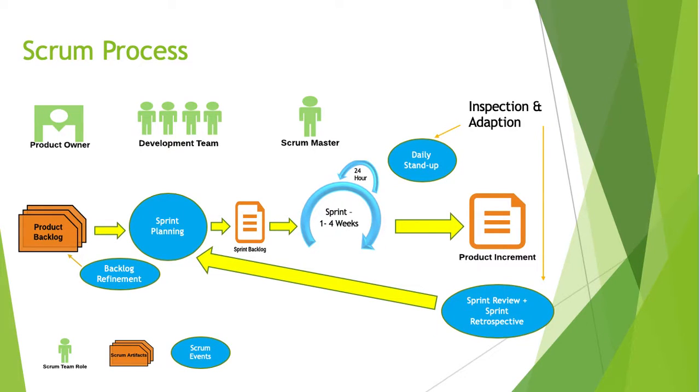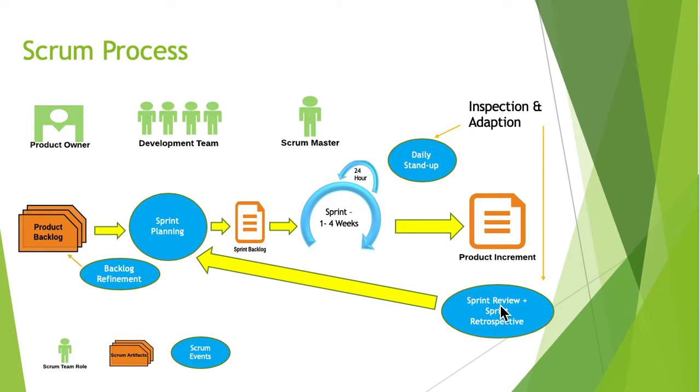Scrum process. In this slide, we'll talk about the overall Scrum process. There are 3 roles in Scrum: product owner, development team, and the Scrum Master, highlighted in green in the diagram. There are 4 ceremonies: sprint planning, daily stand-up meeting, sprint review meeting, and a sprint retrospective meeting.